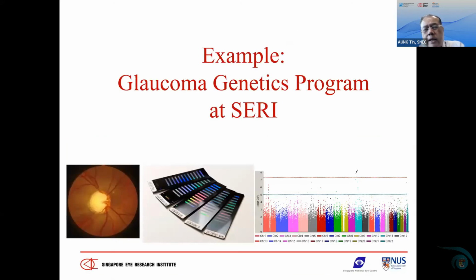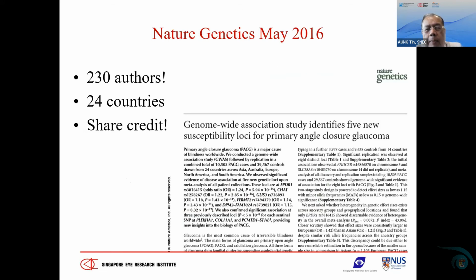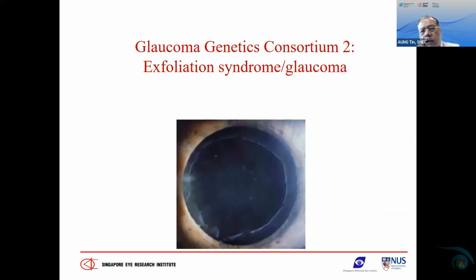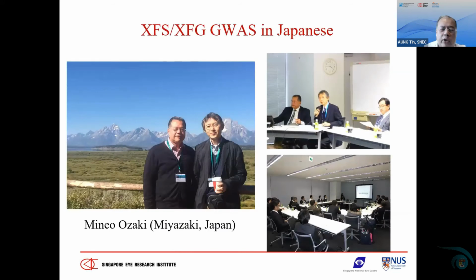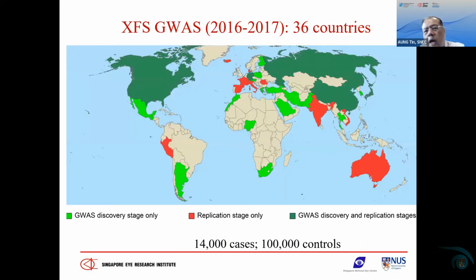An example of a genetics program which I run at SERI: we do the Angle Closure Glaucoma Consortium for genetics. We have 24 countries involved, and in one of the papers in 2016, we had 230 authors from 24 countries. We have an exfoliation consortium, where we work with a huge Japanese consortium. Many centers from Japan are involved. Right now we have 36 countries involved, more than 15,000 cases and 100,000 controls.